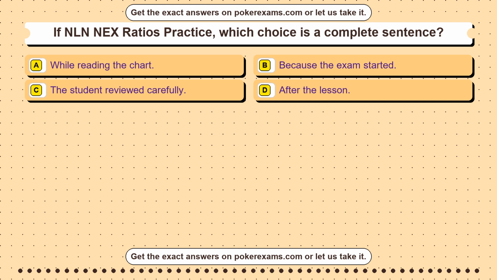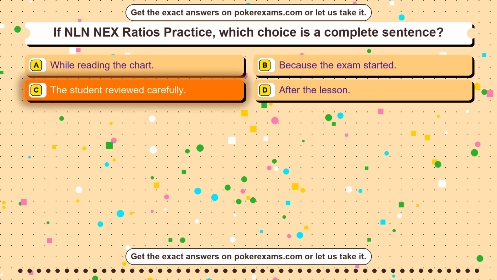Question 40. If GED Prep 2026, which source would best support a historical claim? Option A, advertisement slogan. Option B, primary document. Option C, random comment. Option D, cartoon only. The correct answer is option B.